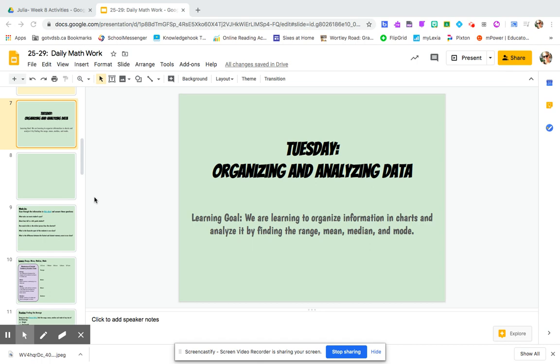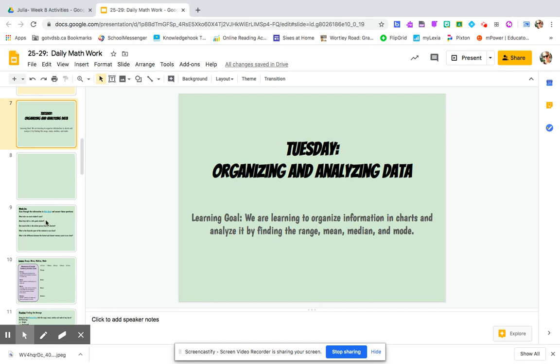Hi everybody, today we are organizing and analyzing data. So we are going to do that by learning to organize information in charts and analyze it by finding the range, mean, median, and mode.